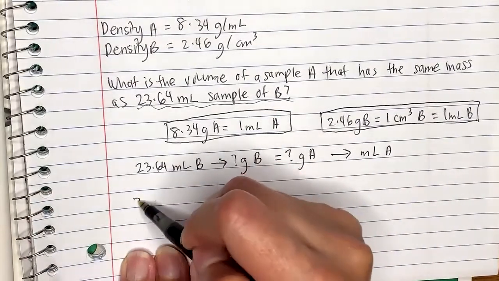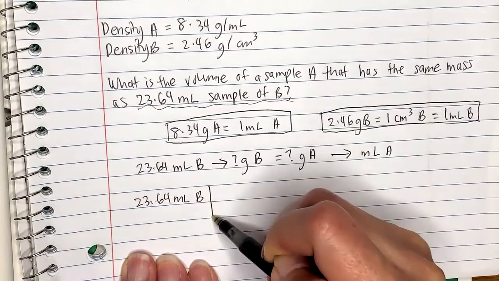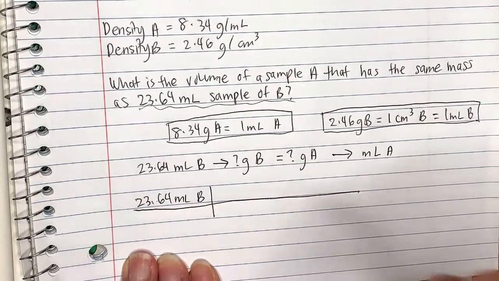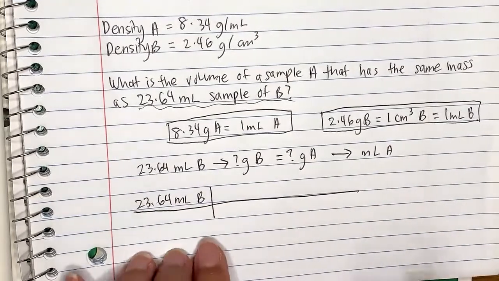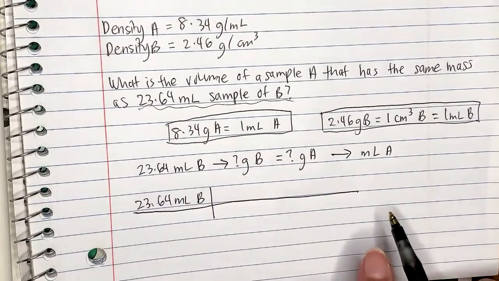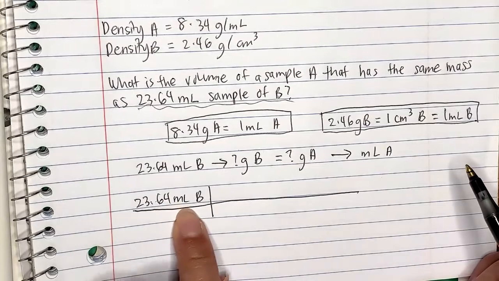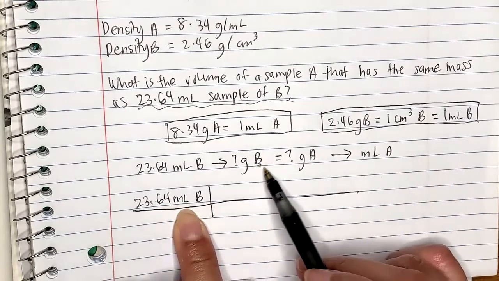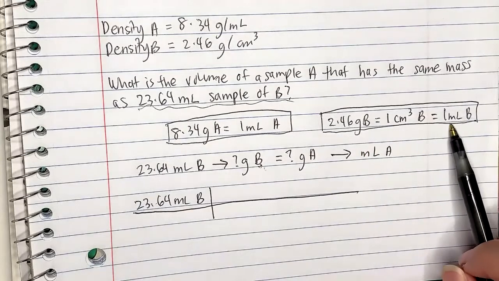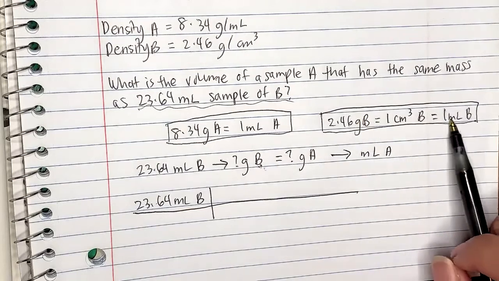So we start here, 23.64 mils of B, always. Now I'm going to write it like this. Instead of writing multiply by 1 over, with all these lines, everything on the top is multiply, everything on the bottom is divide, okay? So 23.64 mils B, I want to turn it into grams of B. I know mils of B and grams of B are connected right there.